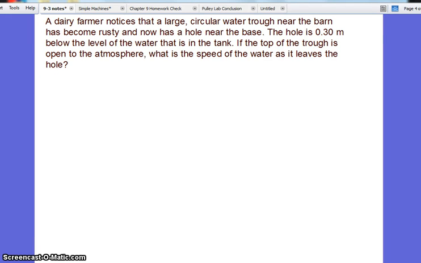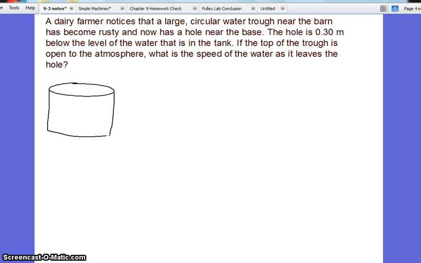In this problem, we have that a dairy farmer notices that a large circular water trough near the barn has become rusty and now has a hole near the base. The hole is 0.3 meters below the level of the water that is in the tank. If the top of the trough is open to the atmosphere, what is the speed of the water as it leaves the hole? So I'll draw my diagram here.